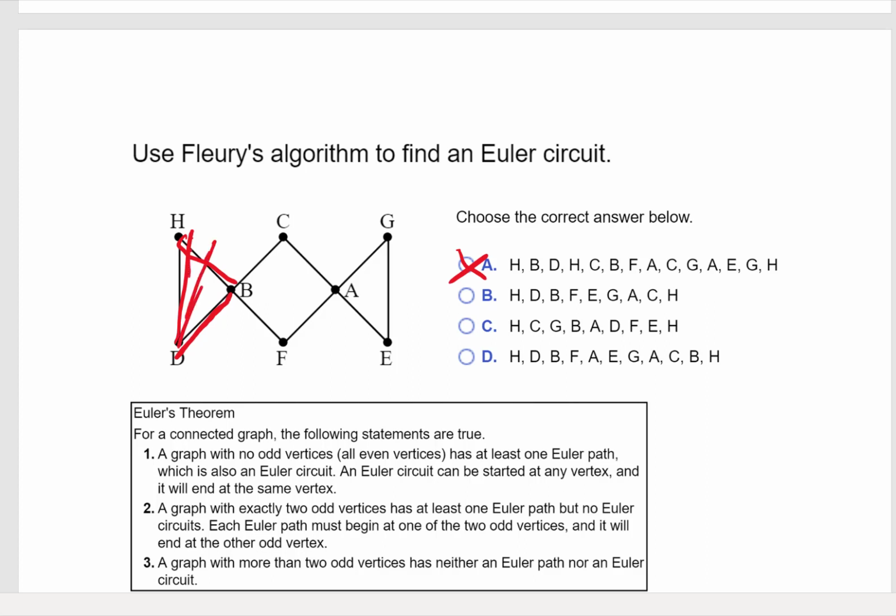I'm going to go ahead and erase what I did there and try one of the other possibilities. Let's try B. So this one goes H, D, B, F, E. Okay, I can't go from F to E because there is no edge there, so it can't be B. Let's try C. H, C: H and C are not connected. There's no edge there, so it can't be that one. Let's check the last one to make sure that's the correct answer. H to D, to B, to F, to A, to E, to G, to A, to C, to B, to H, and that's the correct answer.